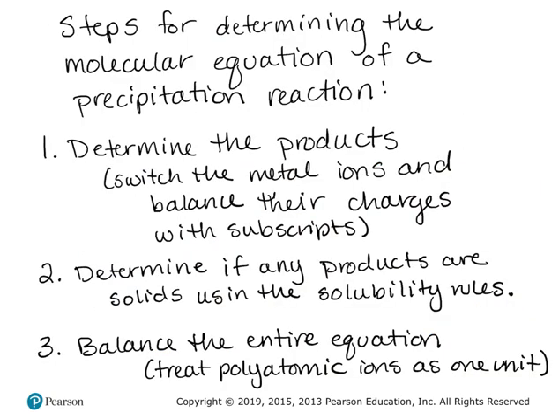All right. So overall, the steps for determining the equation for a precipitation reaction is to first determine what the products are. So you're going to switch the metal ions around and balance the charges with subscripts. Then second, you're going to determine if any of the products are solids using the solubility rules. And then 3, you're going to balance the entire equation and treat the polyatomic ions as one unit.